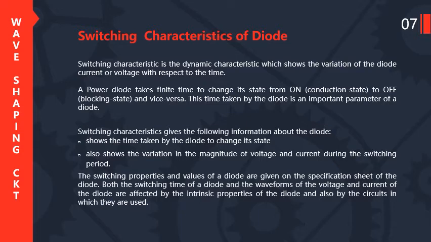The switching properties and values of a diode are given on the specification sheets of the diode. Both the switching time of the diode and the waveforms of the voltage and current of the diode are affected by the intrinsic property of the diode and also by the circuit in which they are used.